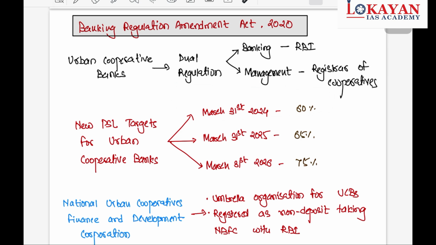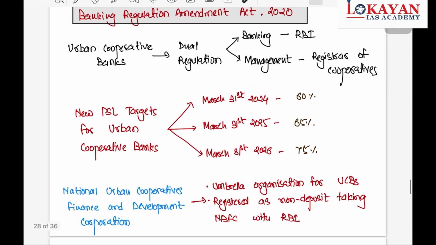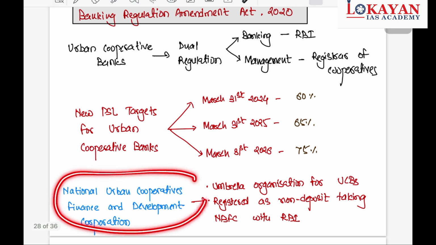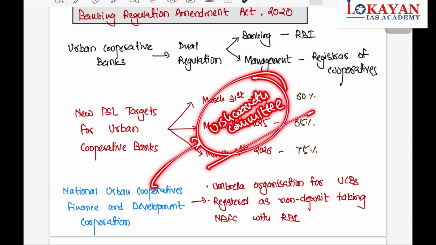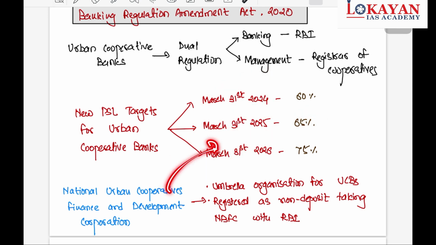And another important thing that you must remember is the National Urban Cooperative Finance and Development Corporation. This was a recently set up body. This is the umbrella organization for UCBs. It was set up on the recommendations of the Vishwanath Committee. The name of the committee is not important for UPSC Prelims, but just remember it, Vishwanath Committee. This is like a self-regulatory organization, SRO we say.